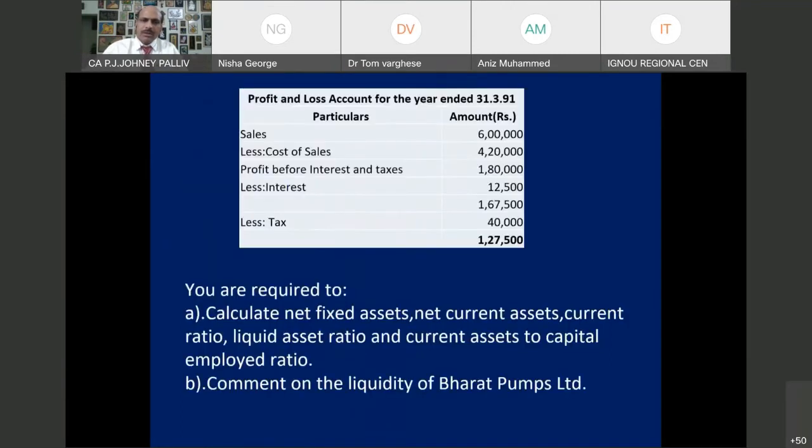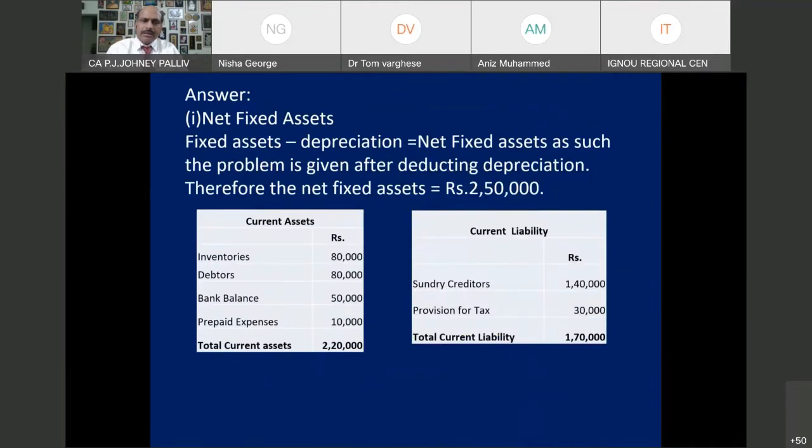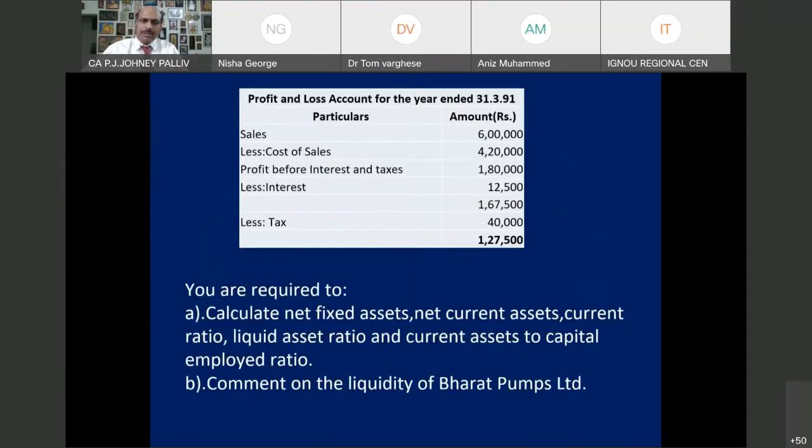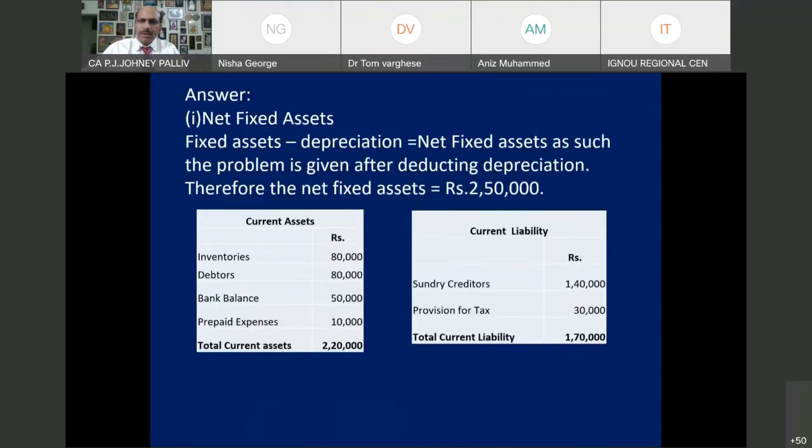In the balance sheet, you can see the current assets are short-term assets. That is inventory, debtors, bank balance, prepaid expenses. Here we have taken inventory, debtors, bank balance, prepaid expenses, 80,000, 80,000, 50,000, 10,000. Therefore, total current asset is equal to 2,20,000. Then we will see what is current liability. Current liability is equal to short-term liabilities. Here I have mentioned short-term liabilities are sundry creditors or provision for taxation, etc. So here you can see current liability, that means short-term liability, that means the amount payable immediately within a period of 1 year. Therefore, sundry creditors 1,40,000, provision for taxation 30,000, total current liability 1,70,000.